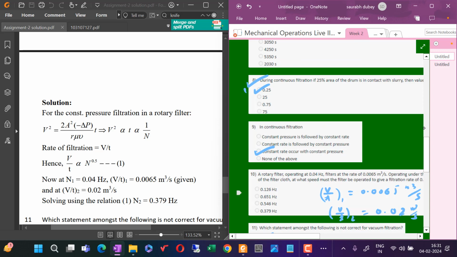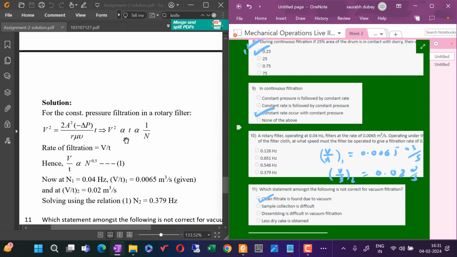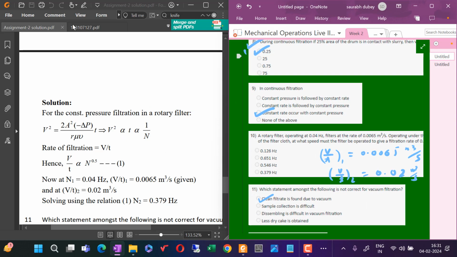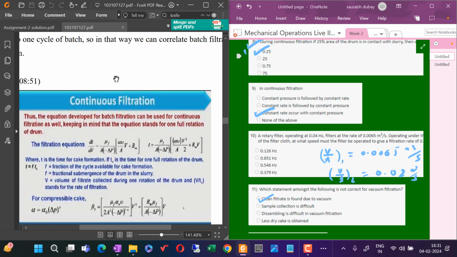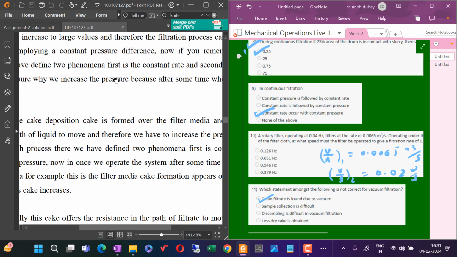Then what will be the operating speed? Speed here is given in terms of frequency. As shown in the lecture, the continuous filtration unit is nothing but the rotary one. This is the rotary one, this is the continuous filtration unit.